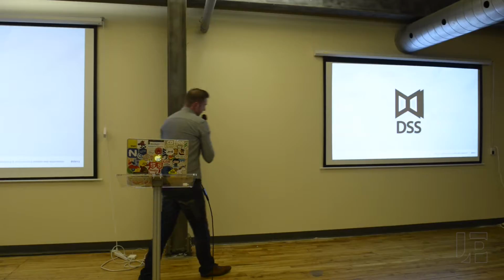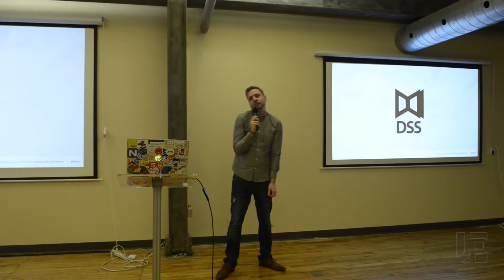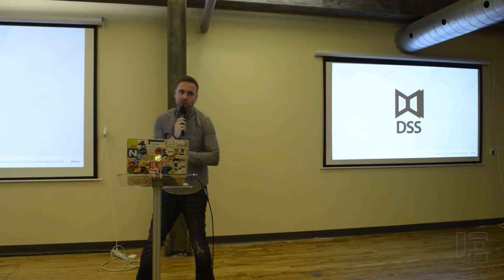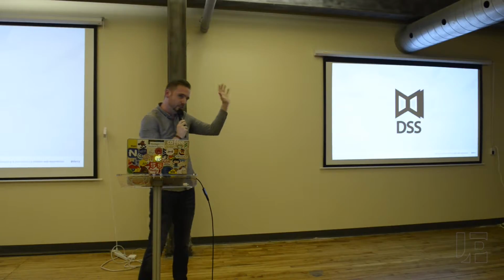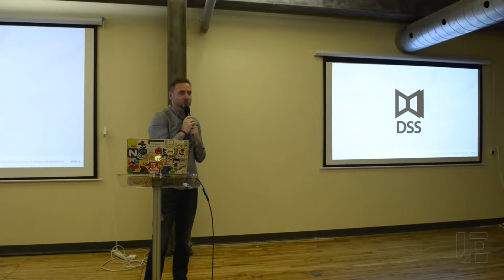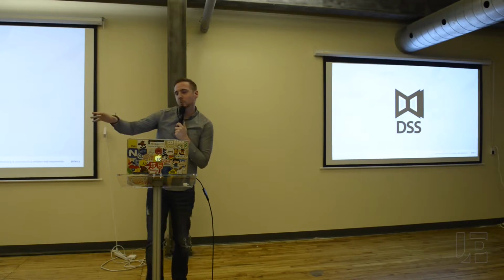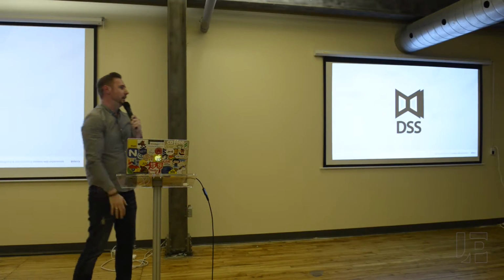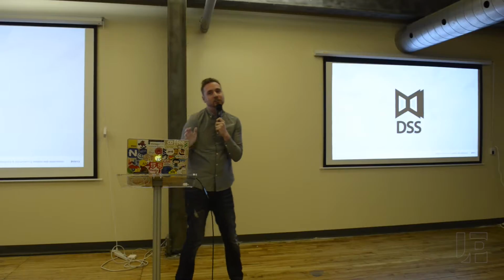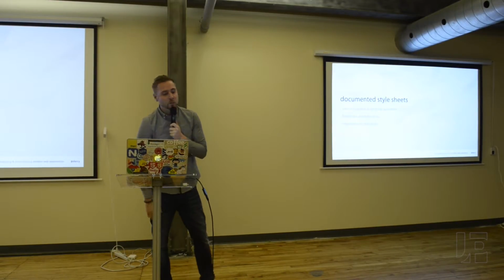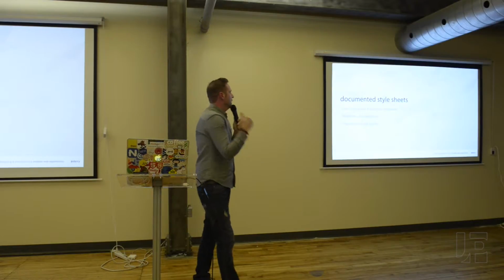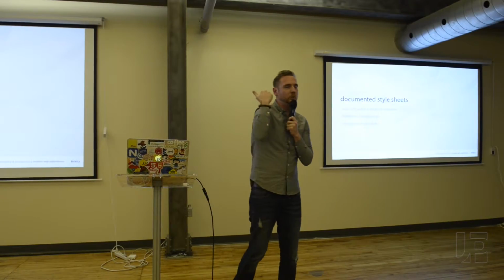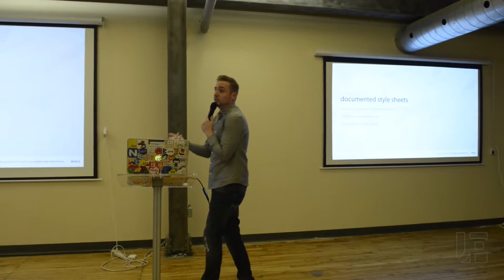So I made this tool called DSS, and it was not Darcy Style Sheets. That was the joke I always gave. There was another guy that had named a library after himself, Nile Style Sheets, and I was like, it's not Darcy Style Sheets, it's Documented Style Sheets. Essentially it was a tool to help you build living style guides.